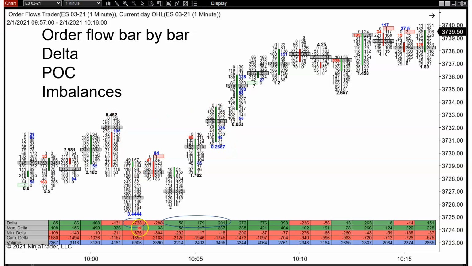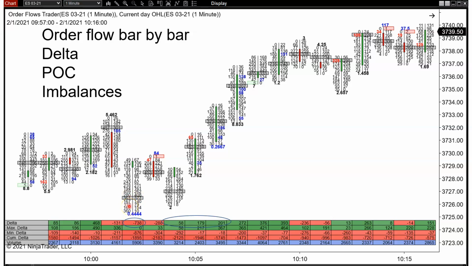You had this green bar, big negative delta, okay, but the bar closed up, right? And I get all these sellers selling 738. Why are we trading 3 points higher? Why aren't we trading 3 points lower? Right? You've got to be asking yourself that question. Well, it's because someone came in here and absorbed all that selling.